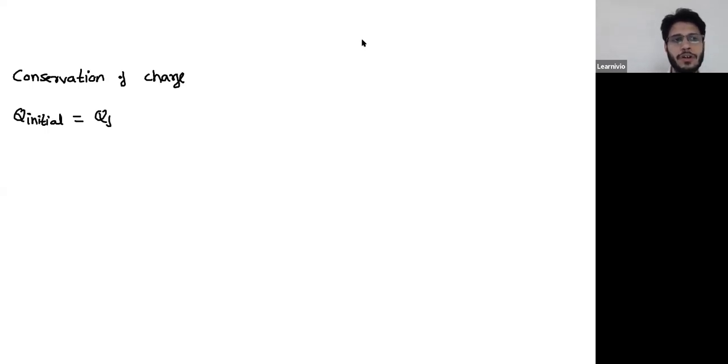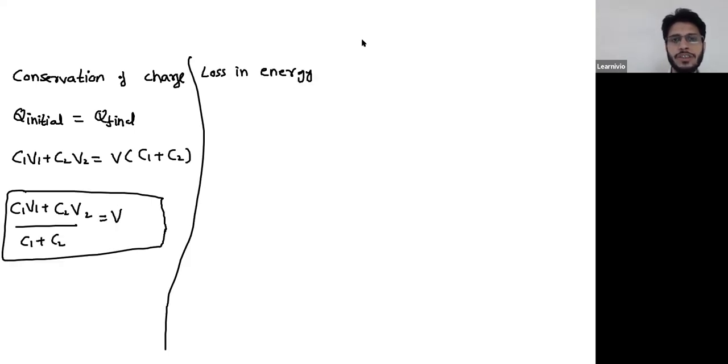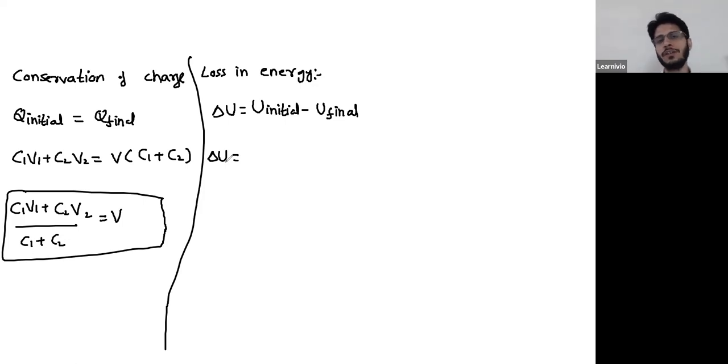So if we use conservation of charge, then the common potential is C1 V1 plus C2 V2 by C1 plus C2. Next, we have to calculate the loss in energy. Loss in energy is basically delta U, which is the difference in initial energy and final energy. We represent this loss as delta U. The loss means the initial quantity is greater and the final is smaller. That's the loss of energy.